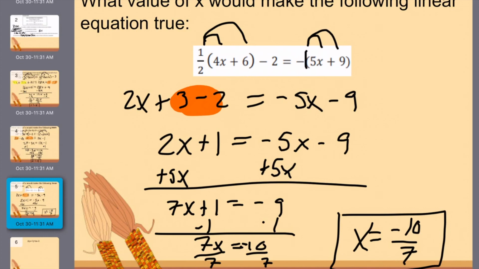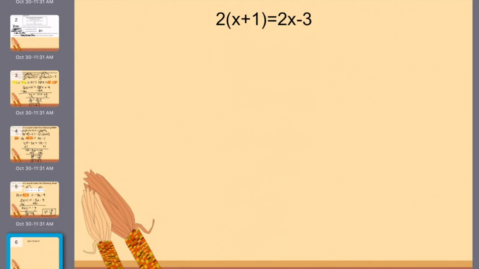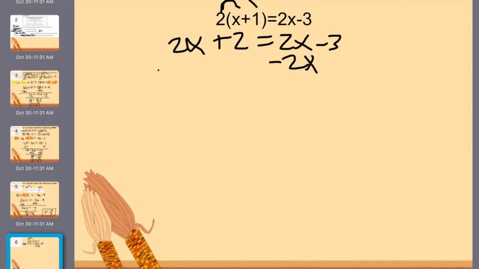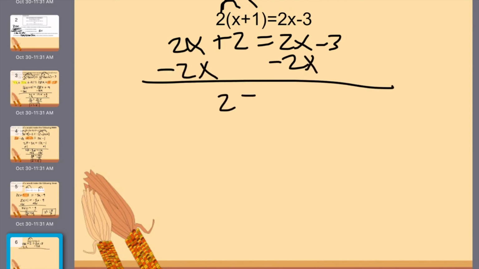One more example. So I have 2 times the quantity x plus 1 equals 2x minus 3. So I'm going to distribute first. So I have 2 times x, which just gives me 2x, and 2 times 1, which gives me 2, equals 2x minus 3. I'm going to subtract 2x on both sides. So I get 2 equals negative 3.